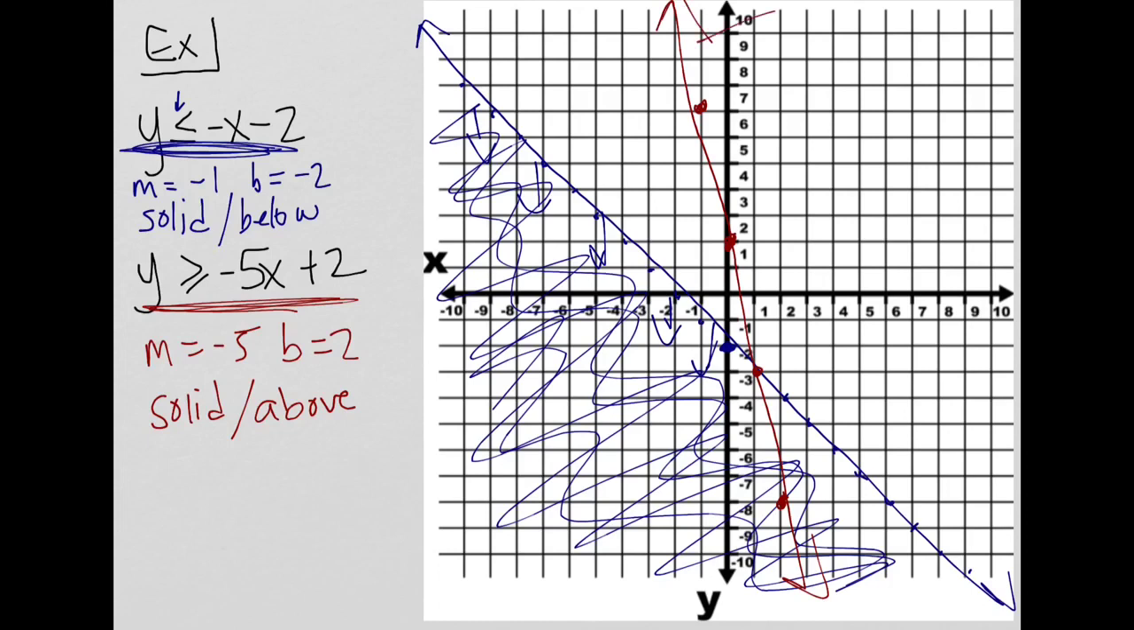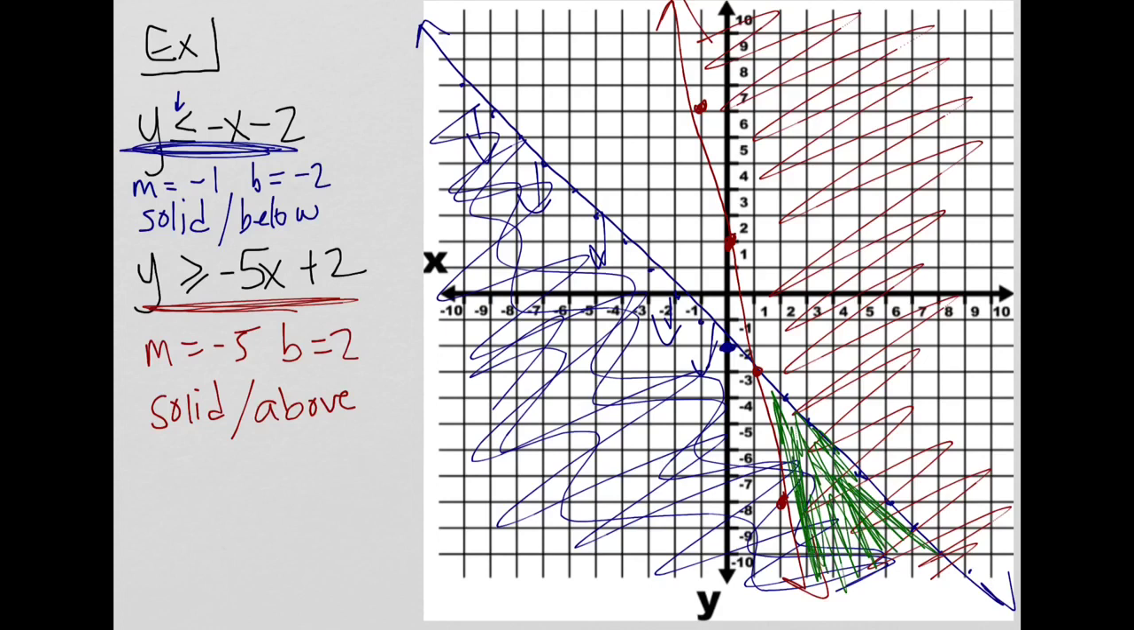And it said shade above, so we're going to shade over here. If you look down here at the very bottom of this graph, the blue and the red overlap in this little bitty area right here. That's going to be our solution region. So all of this, I'm just going to make darker.